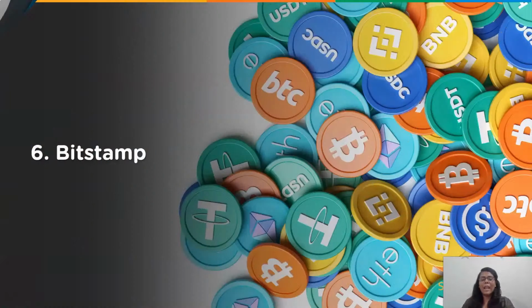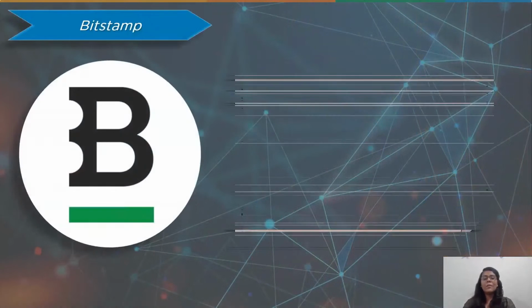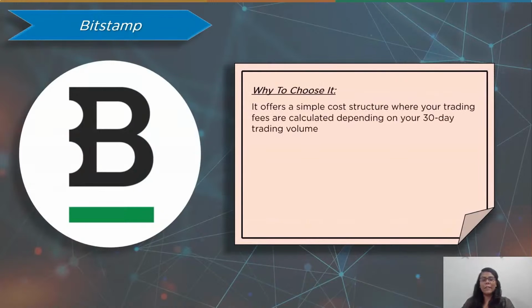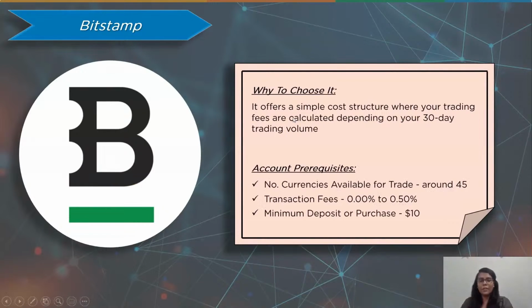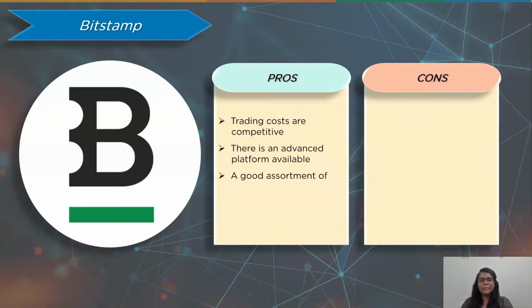Next in the list, we have Bitstamp. Bitstamp is one of the most cost-effective Bitcoin exchanges. It offers a simple pricing structure that bases your trading fees on your 30-day trading volume. For users with less than $10,000 on Bitstamp, the highest trading cost is merely 0.50%. Its pros and cons. In terms of trading fees, Bitstamp is one of the top cryptocurrency exchanges.